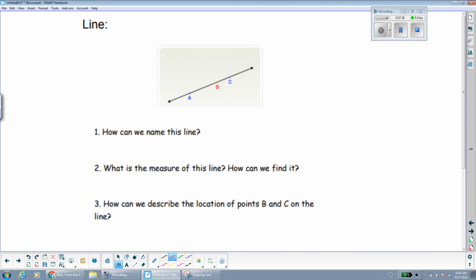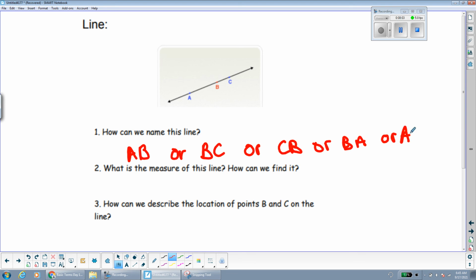Just like with a line segment, we name a line with 2 points as well. Since here on this line, there are more than 2 points, we can pick any 2 points, and it doesn't matter the order. So we can name this as line AB, or as line BC, or as line CB, or as line BA, or even as line AC. Or CA. I think I got them all this time.